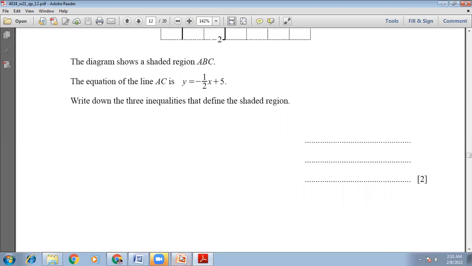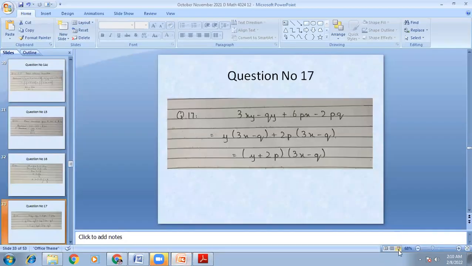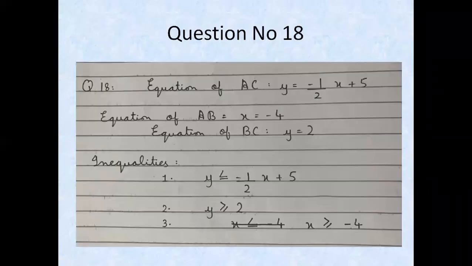So this is how you will do it. Let me show you my written solution. So the equation of the AC is given. The equation of the AB is x equals minus 4, and the equation of the BC is y equals 2. The inequalities will be: because the area is below this line, in the place of equal I will put inequality, and the crocodile's back will be towards the y because the area is below this line. So y is less than or equal to minus 1 by 2x plus 5.